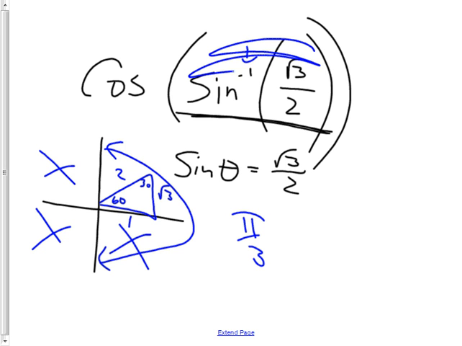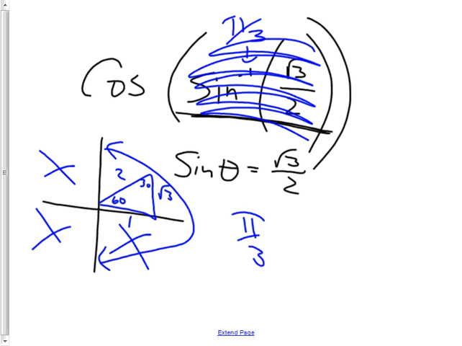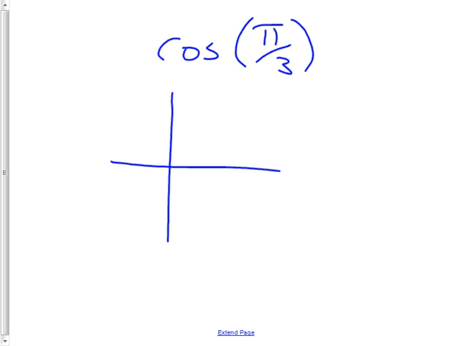So now I'm going to get rid of all that, and my new problem is cosine of pi over 3. I'm just going to rewrite it. It's like you start a whole new problem. Now I don't have to do anything with inverses. It's just a cosine of pi over 3. So now where can that be? Well, where is pi over 3? It's right there. It's like a 60-degree angle.